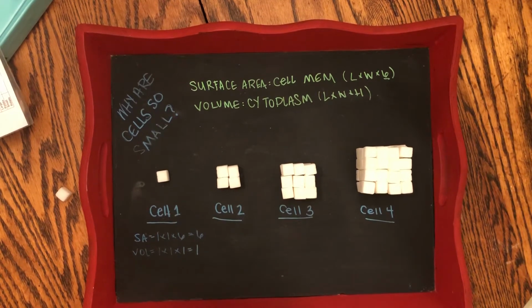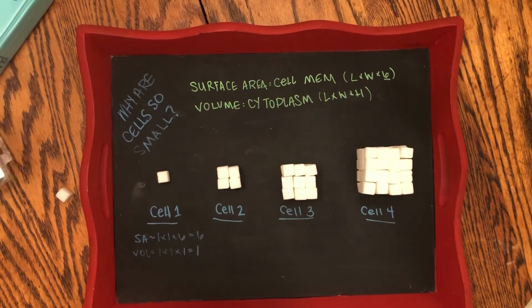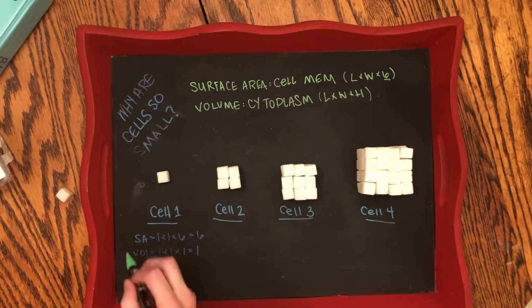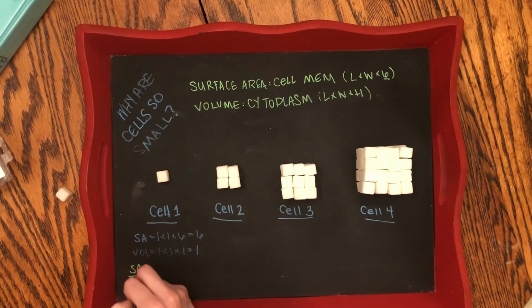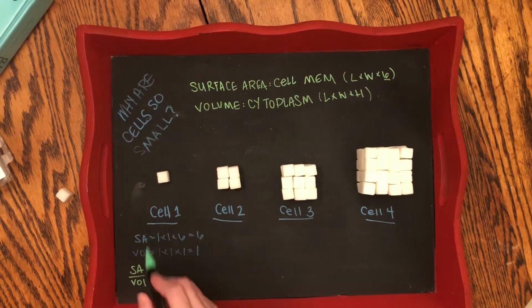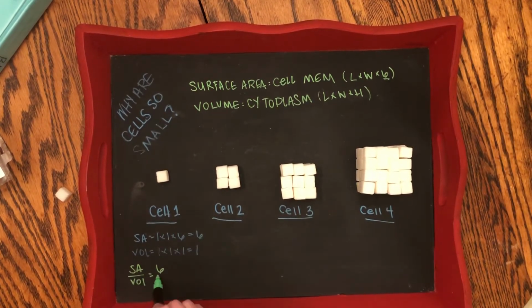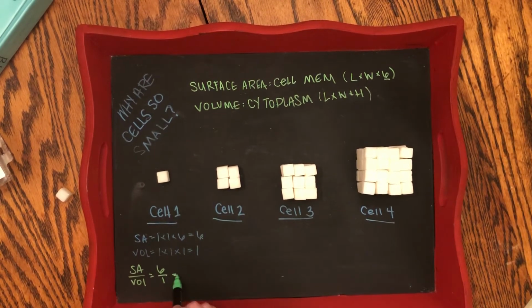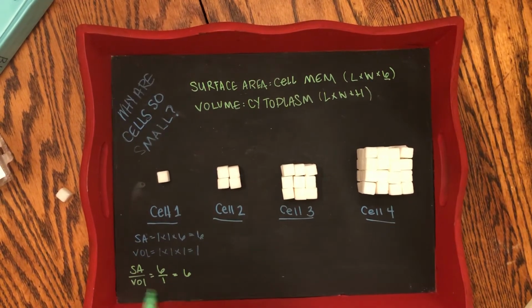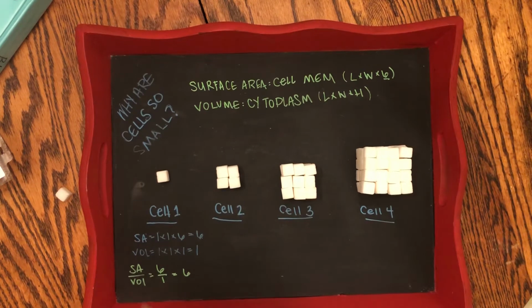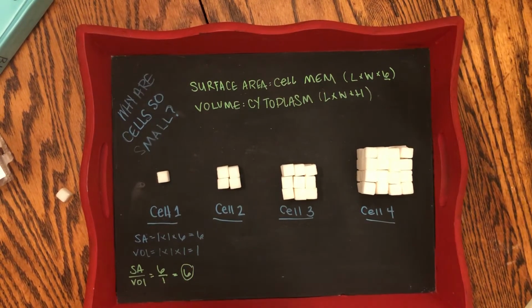Now, we're going to do a surface area to volume ratio. When you do that, I'm going to ask you to take the surface area to volume and basically make a fraction out of them. The surface area was 6, the volume was 1, and then I'm going to divide them. And basically, your surface area to volume ratio for cell 1 is 6.